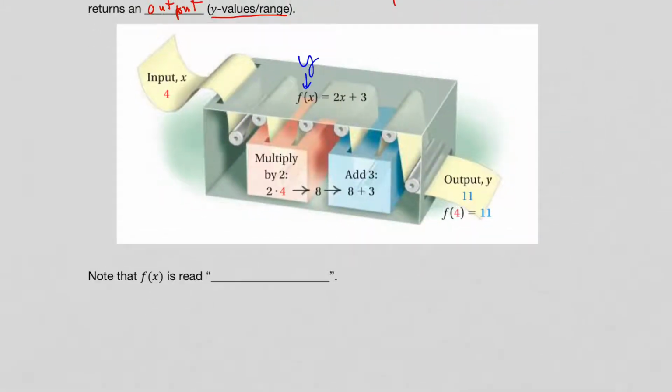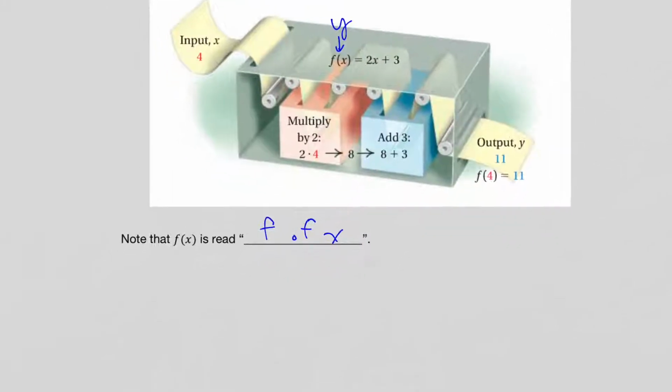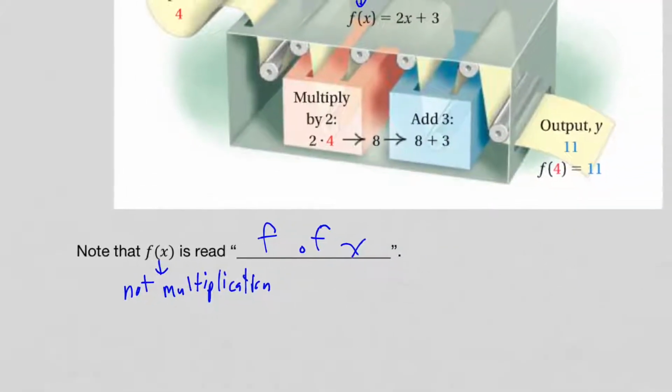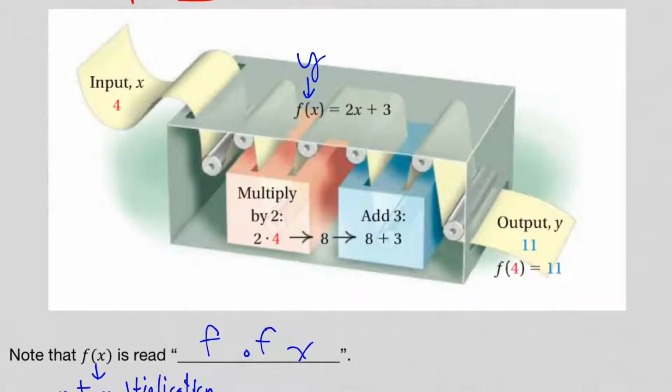Note that f of x is read "f of x." This notation is not multiplication. It does not read f times x. That is f of x, and all that's saying is that there's a function machine called f, and the input value is x. So let's take a look at the function machine.